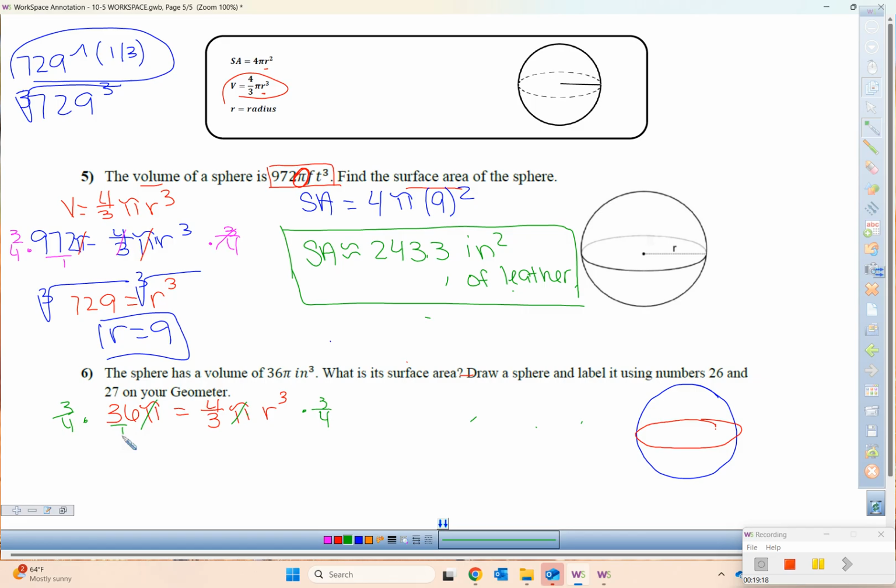So 3 times 36 divided by 4, and I get 27. Okay? And these cancel. That's what our goal was. So I'm left with, once again, radius cubed. And this is where we do the cube root again. Okay? So do we remember how to put it in our calculator? Okay, and we should get, yeah, very good, a radius of 3.